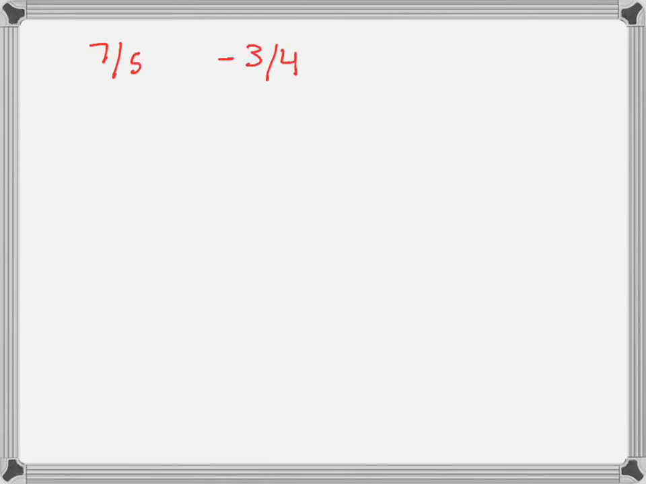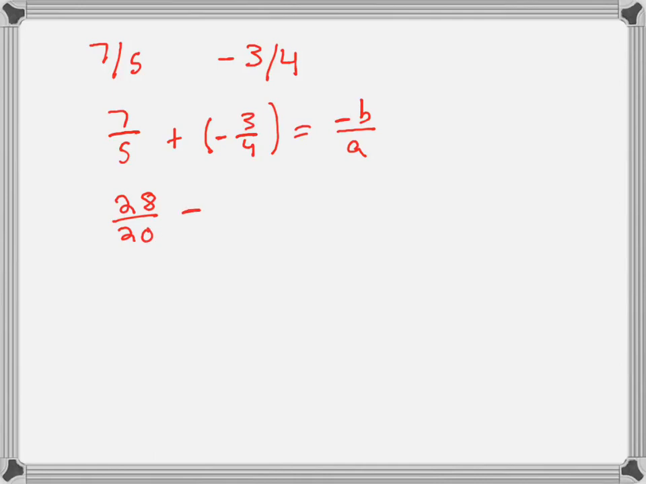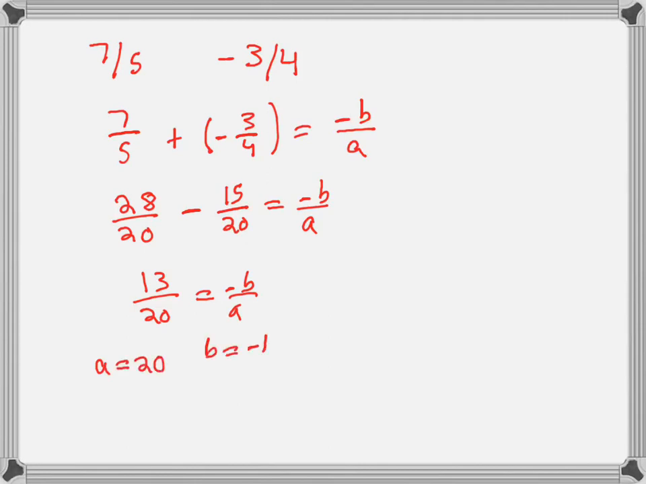3/4. So first we're going to find b and a. So if we have 7/5 and we are adding negative 3/4, we are going to get negative b over a, because we're adding the roots, right? So now what I like to do with this is find a common denominator. So if we make our common denominator 20, we get 28 over 20 minus 15 over 20 equals negative b over a. And then you get 13 over 20 equals negative b over a. A is going to equal 20, and b is going to equal negative 13.